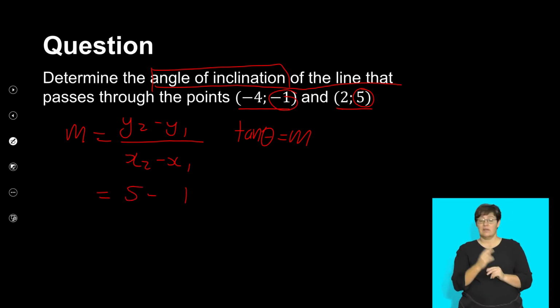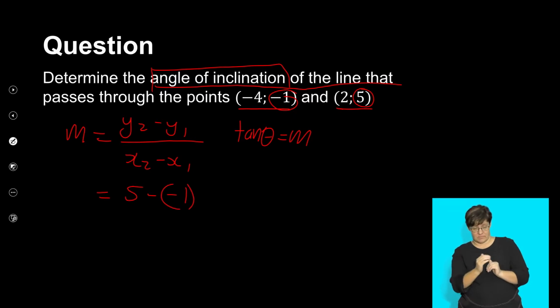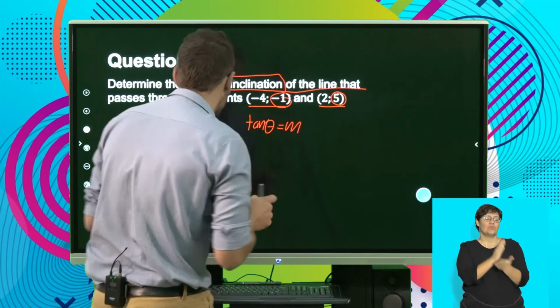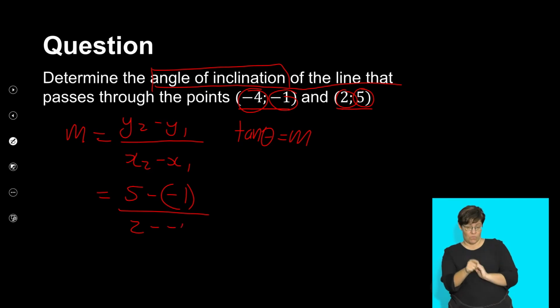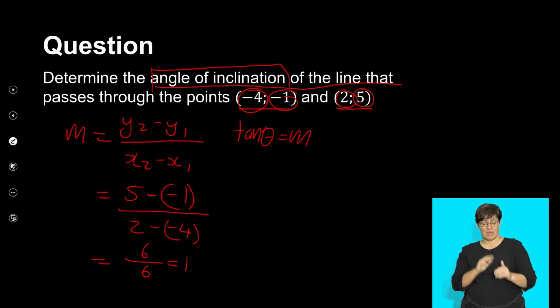Again, this is where we need to be careful. I'm not subtracting 1. I'm subtracting -1. And so it's so easy to just write 5 minus 1. It's not. It's going to end up being 5 plus 1. And so whenever you substitute a negative value, always make sure that you do it in brackets. At the bottom, I'm going to get 2 minus 4. This ends up being 6 over 6, which is equal to a gradient of 1.